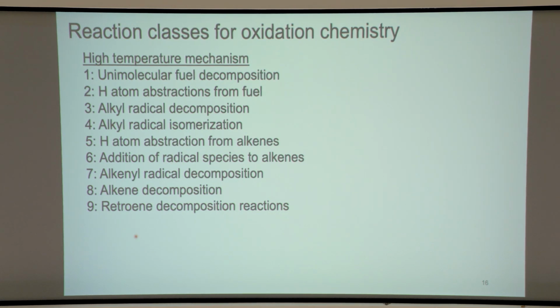We won't go into detail today, but these are 9 different classes of high temperature reactions that are possible. Unimolecular scission of the fuel, abstraction, decomposition of the radicals, isomerizations, abstraction then from the intermediates that are formed, and so on, how you deal with the intermediate olefins. And then at high temperatures, if we go to make soot, then I have to add more reactions for PAH formation, for the eventual soot formation.